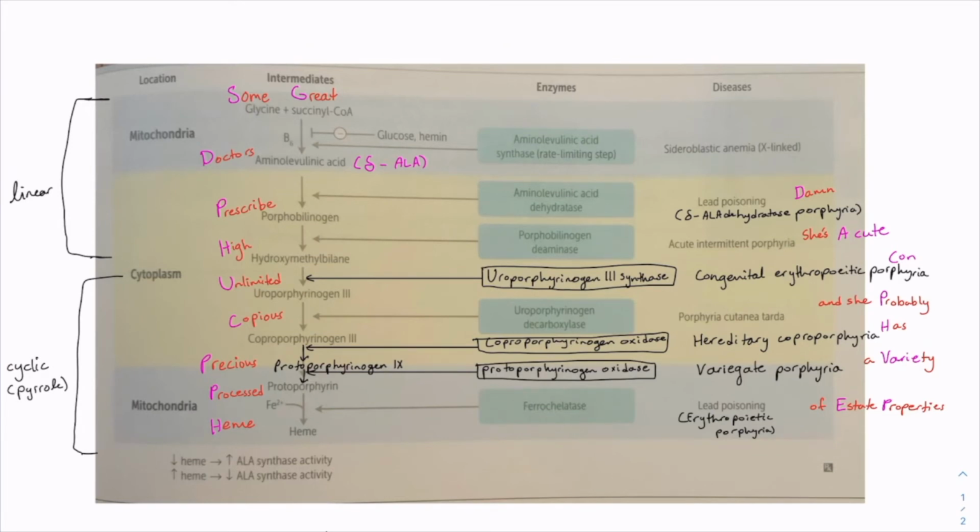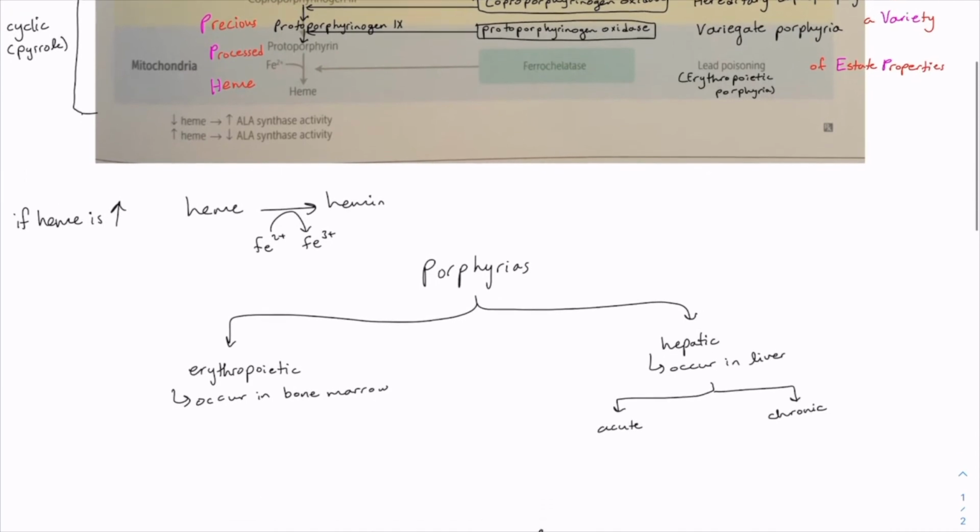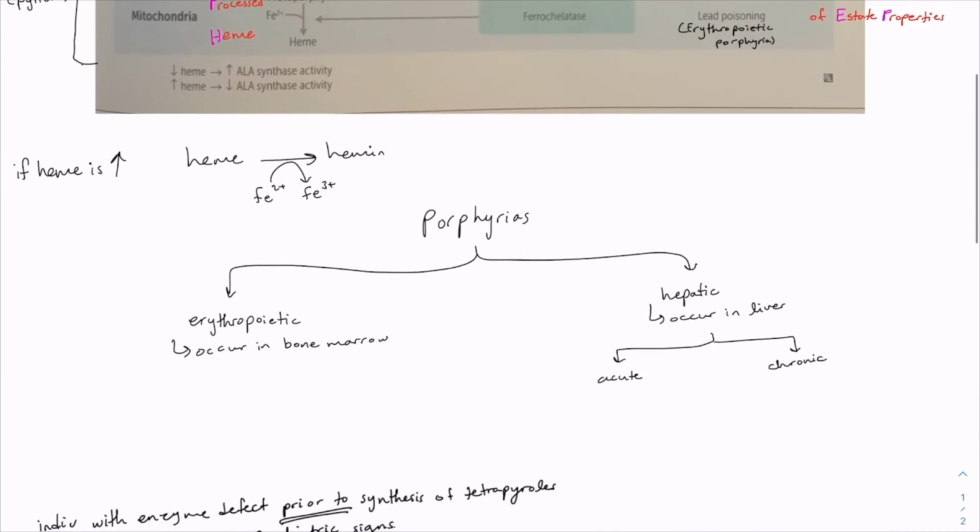Basically, now for the porphyrias. Okay, we have two types, which are classified based on where the enzyme defect is found. So they can be either hepatic or erythropoietic, if they're found in the liver and the bone marrow, respectively. Now, there are two important things to look out for. The first one, which I've already mentioned, is that, for example, if we have a defect in an enzyme, then its substrate will accumulate because it basically has nowhere to go.